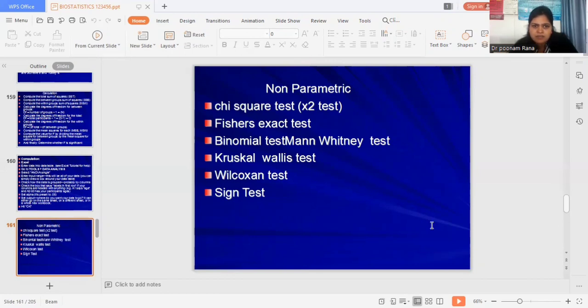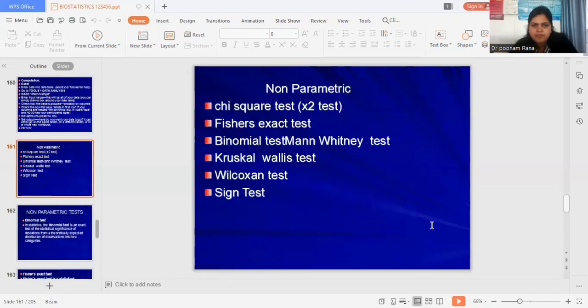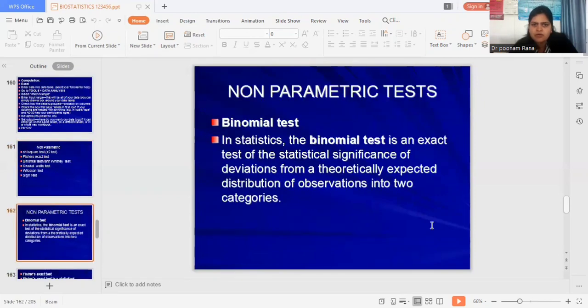Just remember the names, like the Wilcoxon test. This is non-parametric. Binomial test: in statistics, the binomial test is an exact test of statistical significance of deviation from the theoretically accepted distribution of observations into two categories.